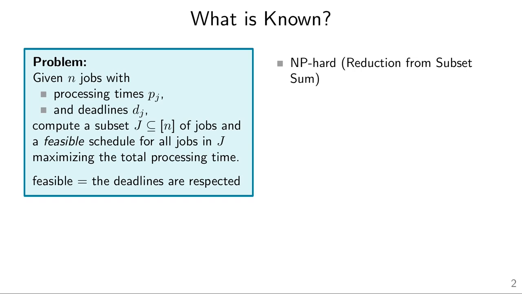In the subset sum problem, you're given a set of numbers and a target, and the question is, does there exist a subset of numbers which adds up to the target? So we can just take these numbers as jobs, assign the processing times to the respective numbers, and all deadlines are equal to the target. Now there exists a feasible schedule with total processing time equal to the target if and only if the subset sum instance was satisfiable.